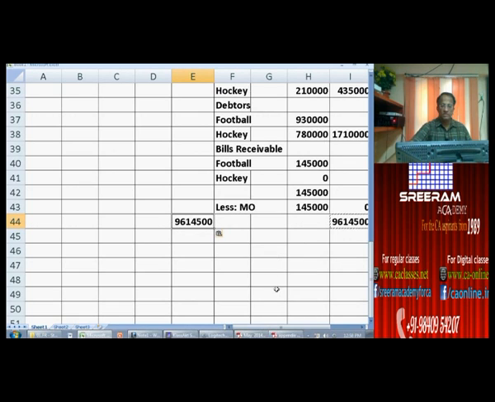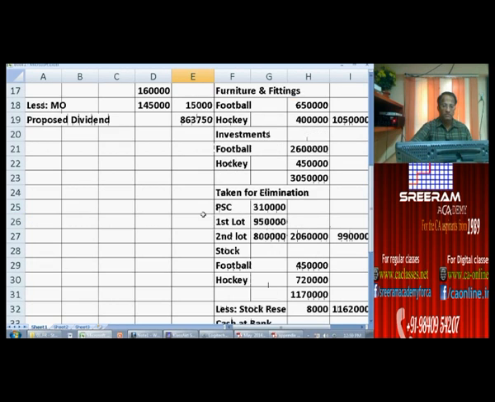Microsoft is working this. What is that? Balance sheet is agreeing. Asset side okay. So liability side okay. That's it.